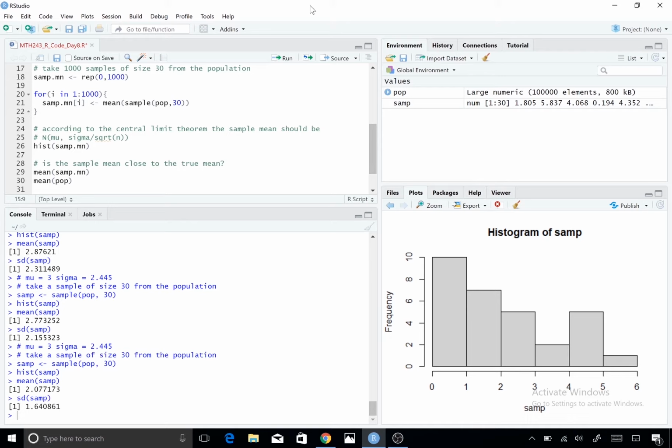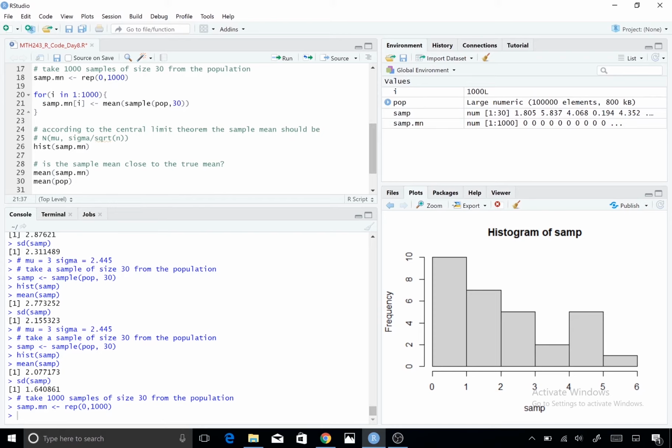So let's see. I'll take 1,000 samples and take the mean of each one. I make this vector called samp_mn for sample mean. I'm going to make a for loop, so this samp_mn is going to start off as 1,000 zeros. rep(0, 1000) will repeat 0 1,000 times. And remember, I do this to make a placeholder for the data I collect in the loop.